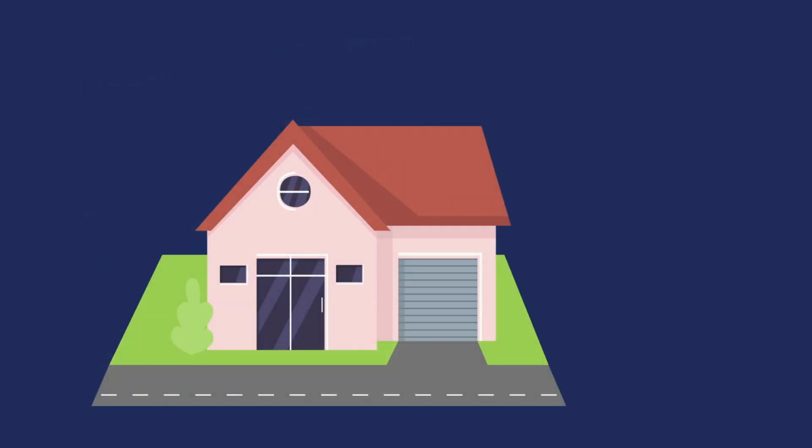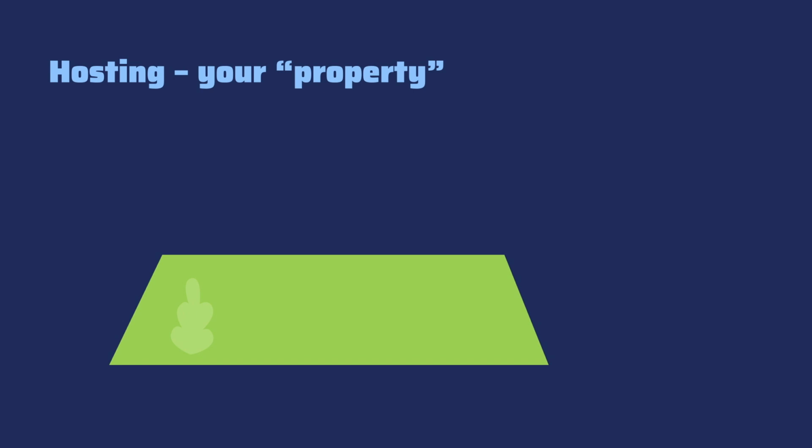A house. If you wanted to own a house, you'd probably start looking at real estate listings organized by address. And the address is usually the first thing people think of when they think about getting a website. But it's not the most basic part of a site. With a house, the most basic part is the piece of land the house sits on. It's space in the world.